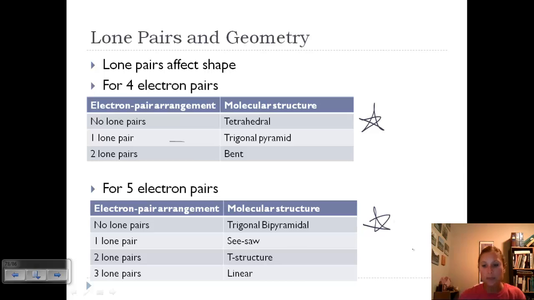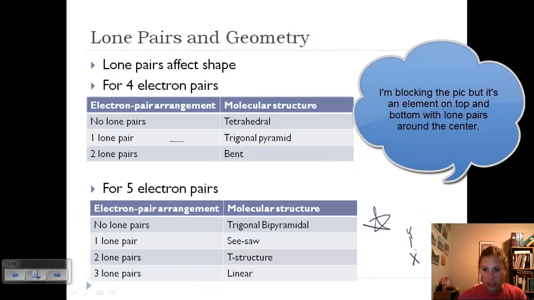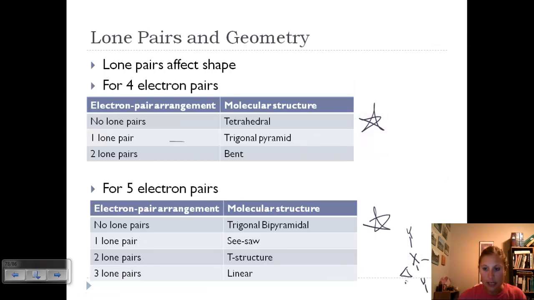So for this linear one, you would have some element, and then basically around that central atom, you would have these 3 lone pairs forming a circle, and then your 2 elements around like that.